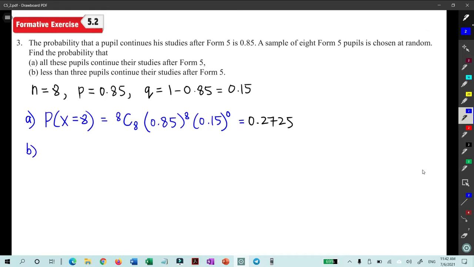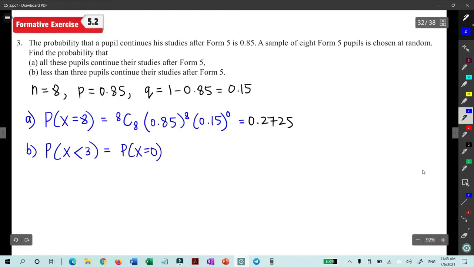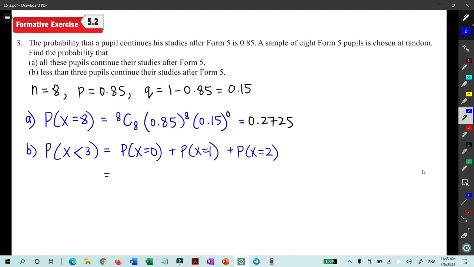Less than 3 pupils continue their studies after Form 5. Less than 3 means P(X less than 3). Okay, so less than 3 includes 0, 1, and 2. So P(X = 0) plus P(X = 1) plus P(X = 2). And let's calculate the values of each of these.